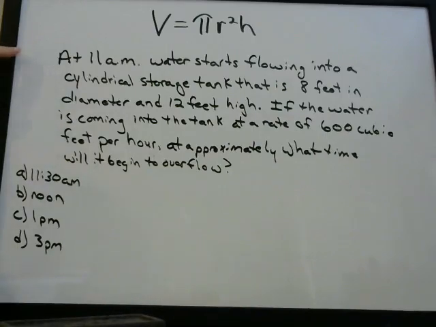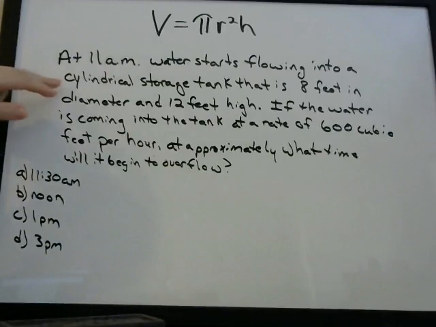So here's the problem. At 11 a.m., water starts flowing into a cylindrical storage tank that is 8 feet in diameter and 12 feet high. If the water is coming into the tank at a rate of 600 cubic feet per hour, at approximately what time will it begin to overflow? Now, some of you are going to look at this problem and think that it's way too hard, but it's not. It's actually not a hard problem at all if you know how to calculate volume of a cylinder.